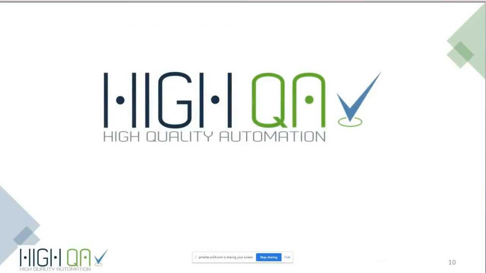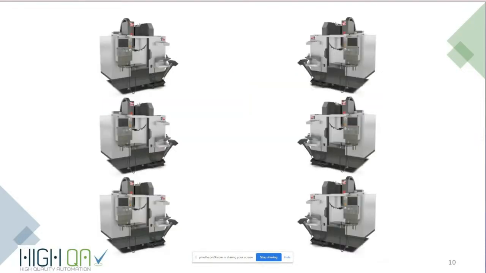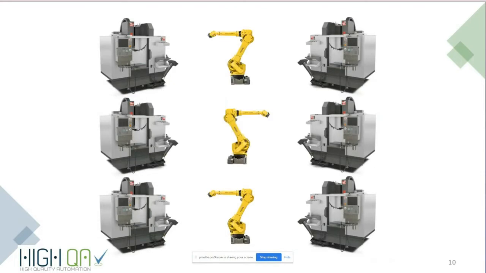What we hear frequently that shop owners or plant managers tell us goes something like this. Look, I can add machines. I can add production. I can even add capacity, expand the building. I can even buy robots to load the machines, so I don't need as many people on the shop floor.